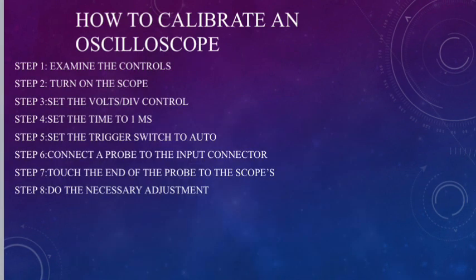Okay, next I will explain how to calibrate an oscilloscope. Step 1, examine the controls. Step 2, turn on the scope. Step 3, set the volts per division control. Step 4, set the time to 1 millisecond. Step 5, set the trigger switch to auto. Step 6, connect a probe to the input connector. Step 7, touch the end of the probe to the scope's calibration terminal. Step 8, do the necessary adjustment.